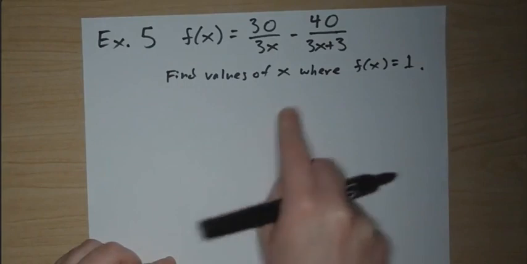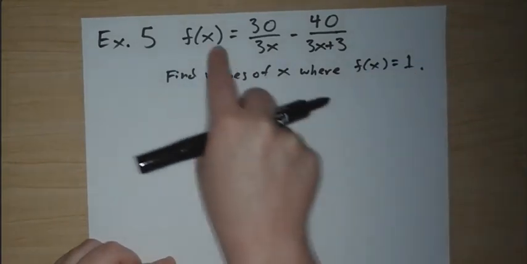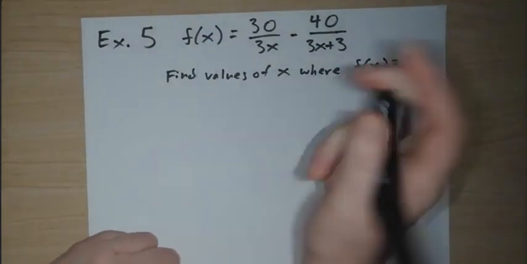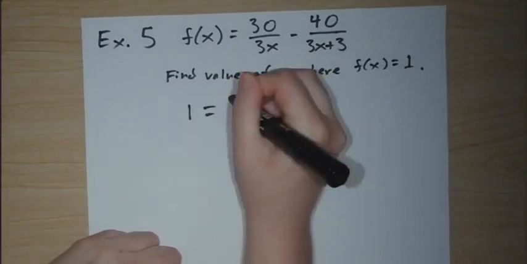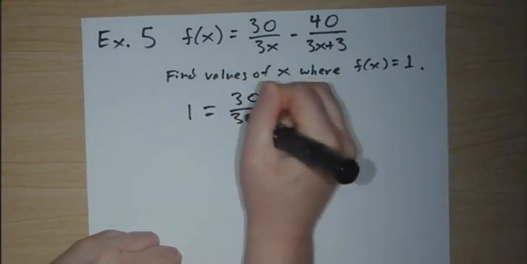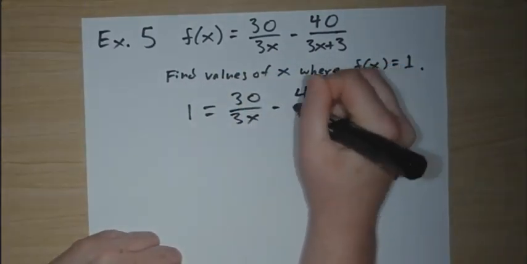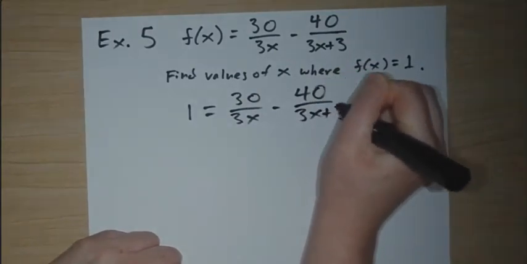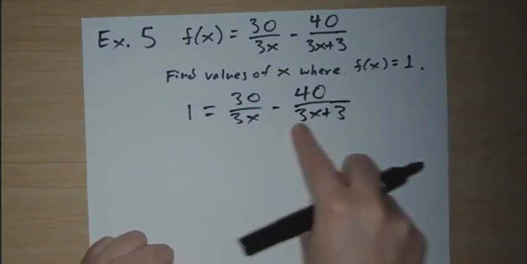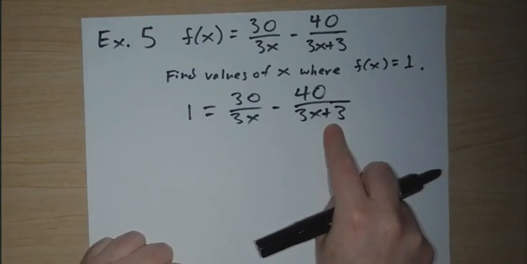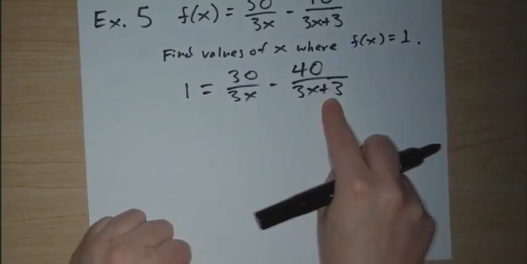So the first thing we're going to do is substitute f of x equals 1 for this f of x. So we have 1 is equal to 30 over 3x minus 40 over 3x plus 3. And we want to solve this equation for x, what values of x it can be.